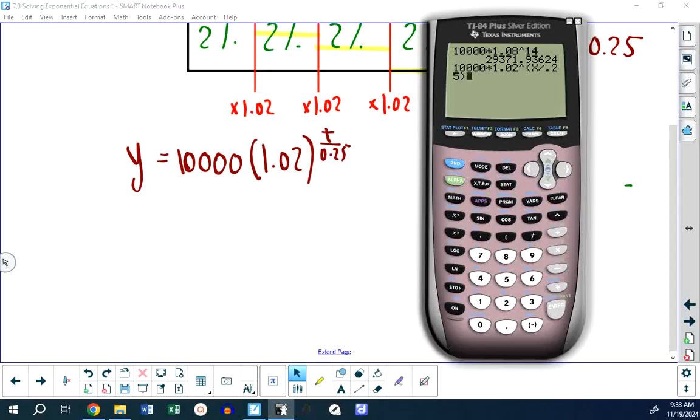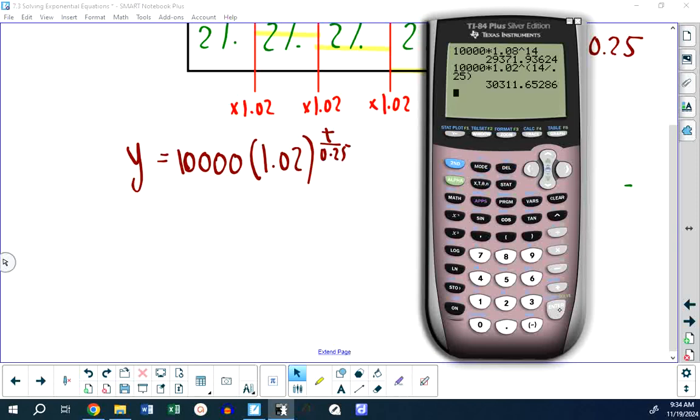So I'm taking A times the base raised to T, which is 14, which is 14 divided by 0.25. We're okay with that? All right, so it's a little bit more. I'll give you a minute to write down the answer.